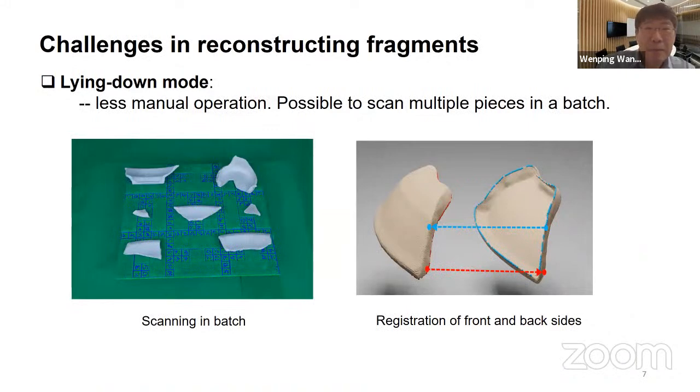In the lying down mode, as mentioned before, you scan the front side, you flip them over, you scan the back sides, and with these partial 3D models, there's still a task to piece them together. We call it registration, to get a complete model. But in this mode, there is a potential advantage of being able to scan multiple pieces in one go. So you can put on the board, say in this case, 7 pieces. You could put in more.